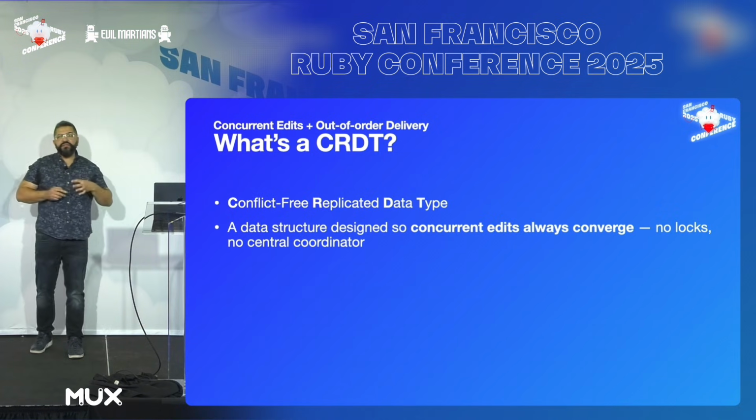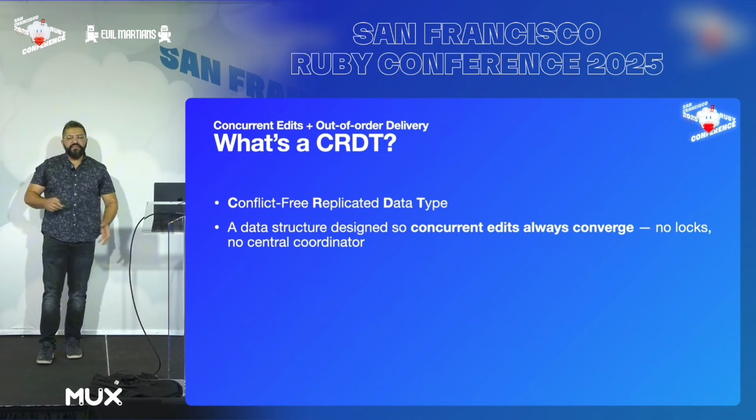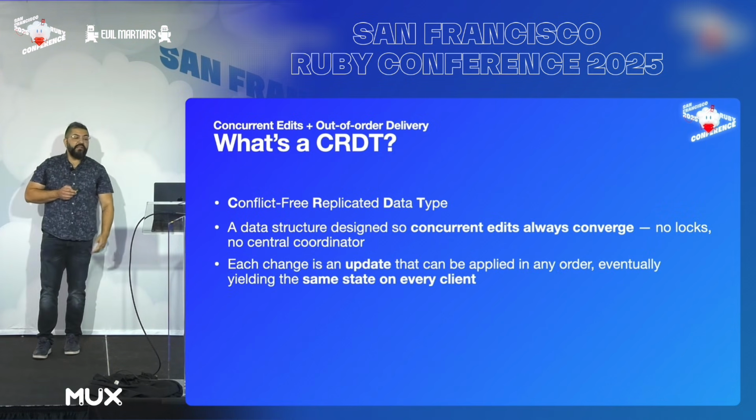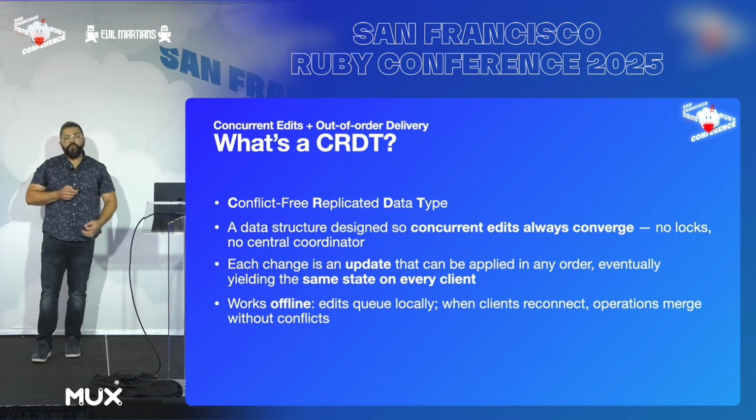There's no locks, there's no central coordinator, you're not taking a lock in the database in the back end, you're not going back and forth between people. It's all coming together, and the system is designed to algorithmically figure out how to combine that document together. Each change is an update that can be applied in any order, eventually yielding the same state on every client. And it can work offline. So you can queue edits locally. When clients reconnect, operations can merge without conflicts.